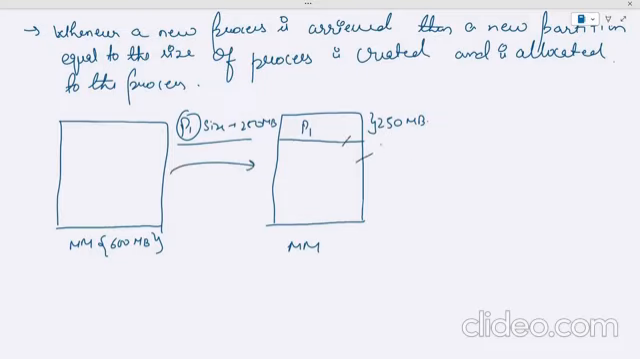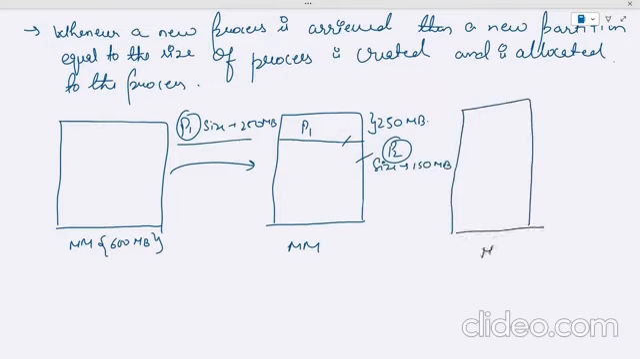Now let's say the second process is P2, and the size of P2 is 150 MB. Now what happens? There is only one block in main memory right now.